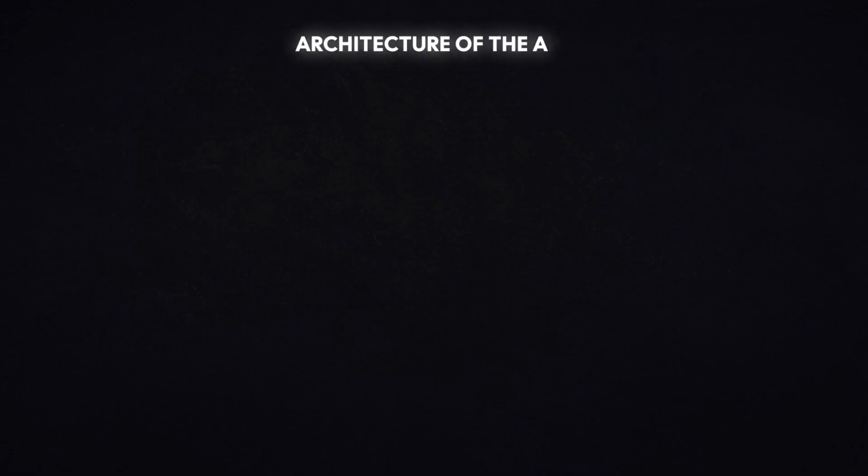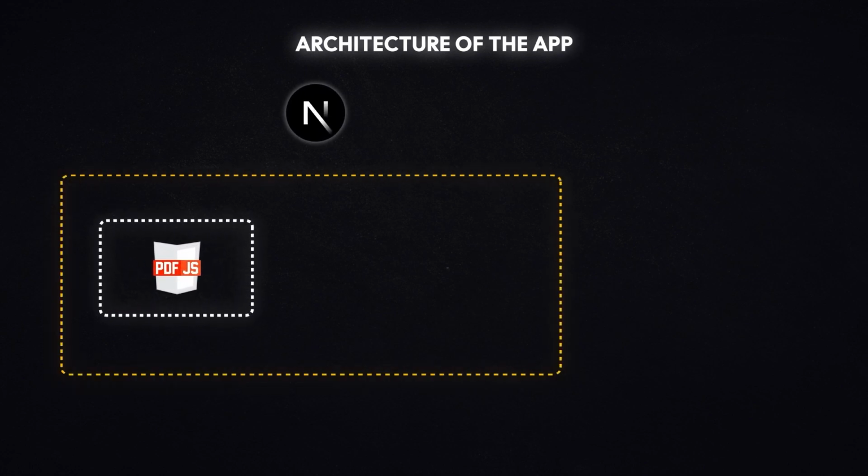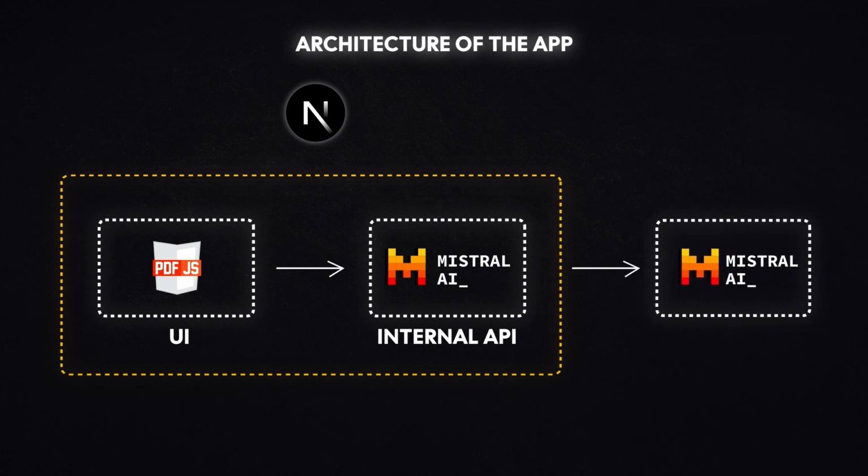First, we need to talk about the architecture. So for this, I use Next.js for the UI. Then in order to extract and read the text from the PDFs, I used a library called PDF.js. So this is all happening on the client side. The role of the API is to build the prompt and to pass the API key. And then we send everything to the Mistral API. That's basically the architecture of this project.